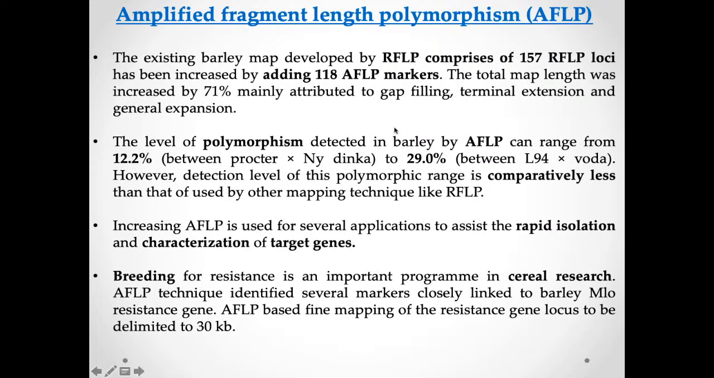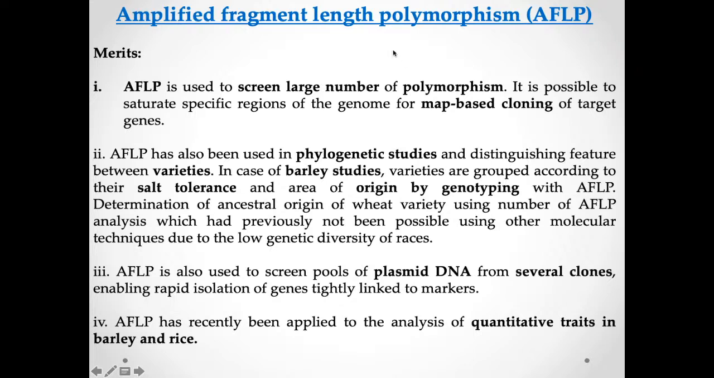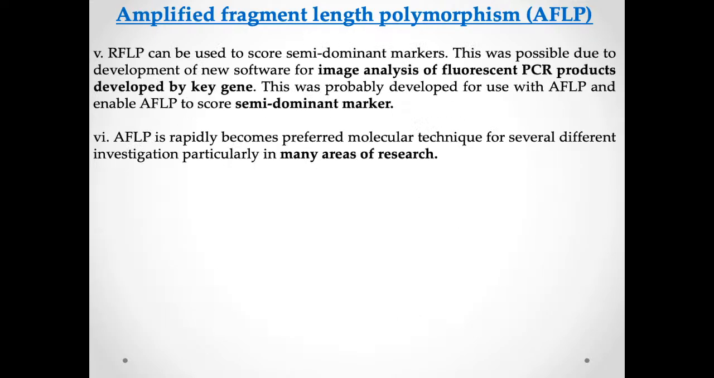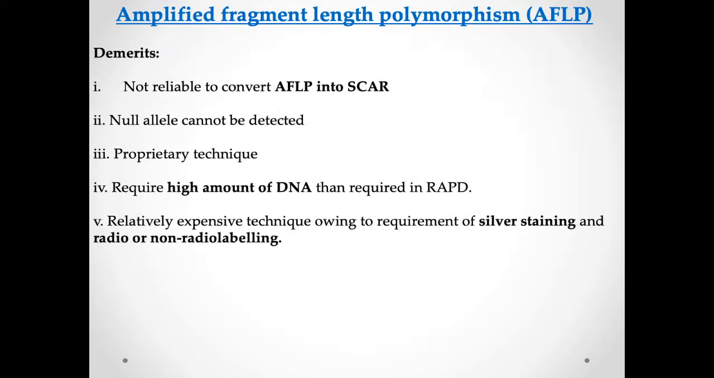The level of polymorphism detected in AFLP can range from 12.2% to 29%. And the merits are that they could be used to screen a large number of polymorphisms. So they have many advantages as compared to the previous methods. You can get to know about the qualitative traits in barley and rice. We can screen pools of plasmid DNA from several clones. It could be used in many parts of research. So it has numerous applications as compared to the previous markers that we have discussed, that is RAPD and RFLP. So it's one of the majorly used techniques in the case of molecular markers.